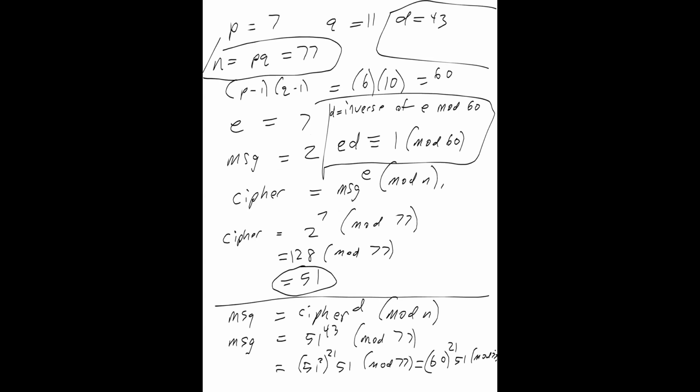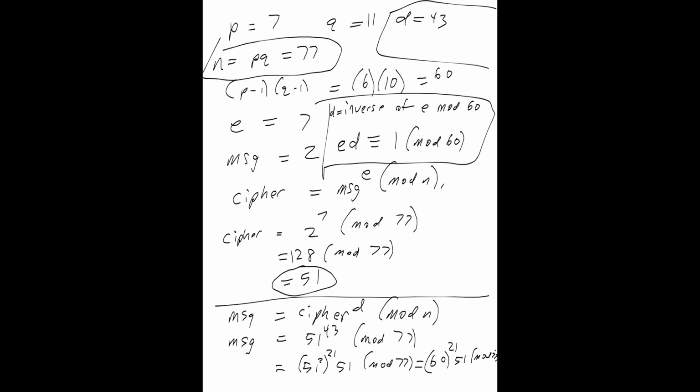So as you can see, even decrypting it is still not super easy. It takes a lot of steps. But basically, once you take the cipher message to the power of D mod n, which involves a lot of steps to do, then when you're done, you get the original message.